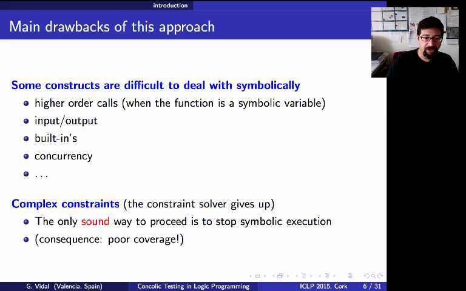As I mentioned before, the only sound way to proceed is to stop the symbolic execution, since we want to ensure that any configuration, any program point that we reach in the symbolic execution should actually be reachable in a concrete execution. So we don't want to have false positives, or explore an execution space which is not reachable. The consequence is that we might get a poor coverage by stopping the computations whenever we are not able to prove whether the constraint is satisfiable or not.